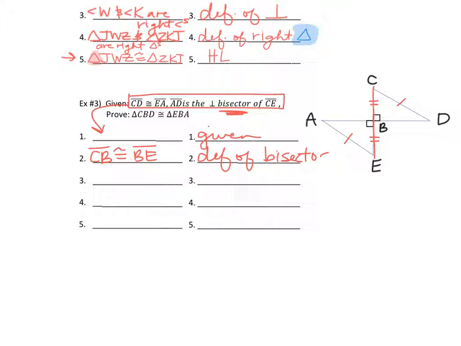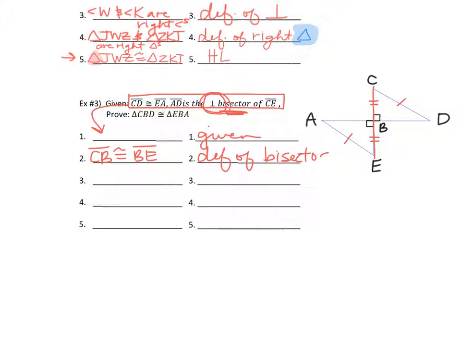So think about the three things we need. We need congruent legs. We have that. We need congruent hypotenuses. We have that. Third thing we need is congruent what? Or is we need to know we have what? Two right triangles. Okay? So we're going to start with this.